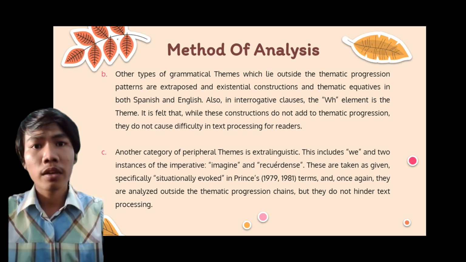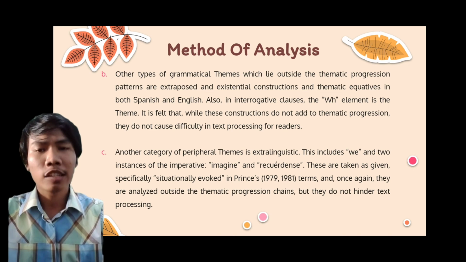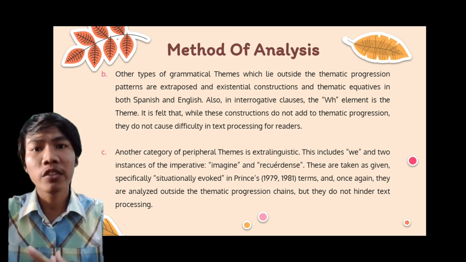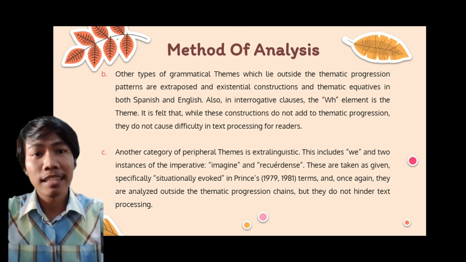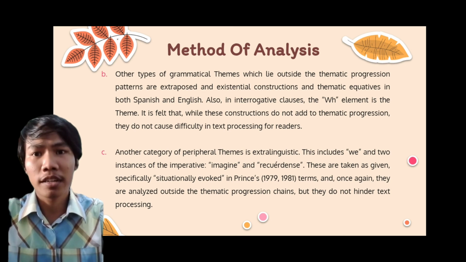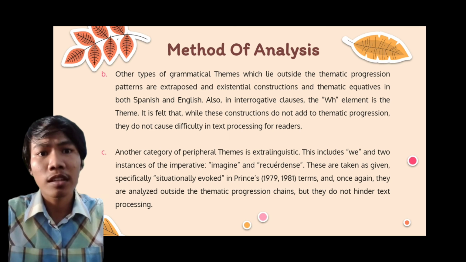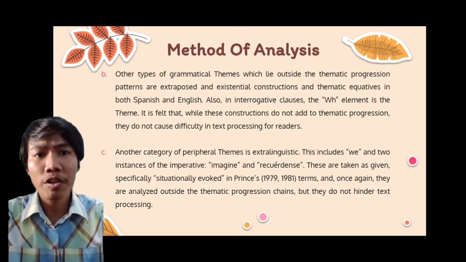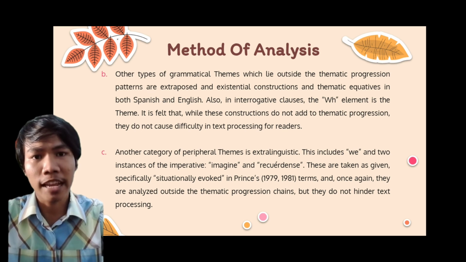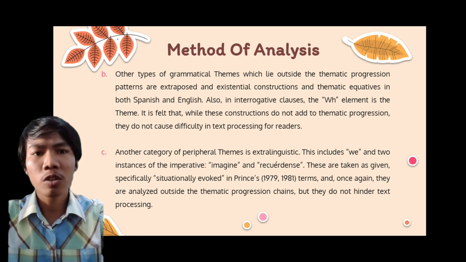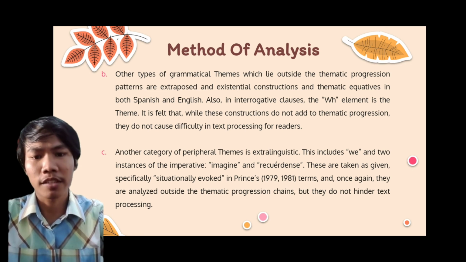Next, we have extralinguistic themes. This includes "we" and two instances of the imperative, "imagine" and "recall". These are taken as given, specifically situationally evoked in a fringe form. And once again, they are analyzed outside the thematic progression chains, but they do not hinder text processing.